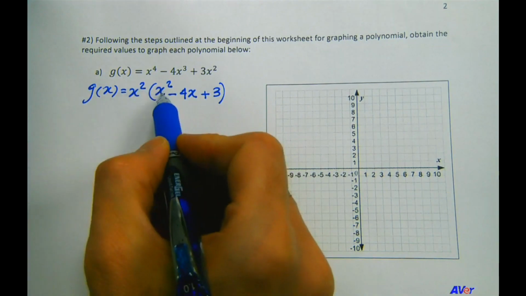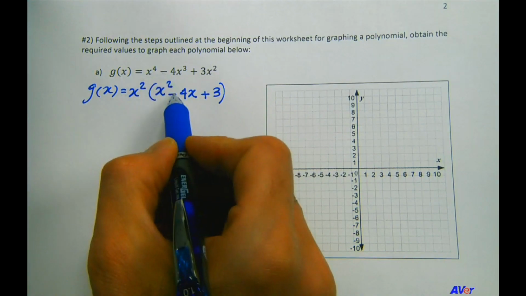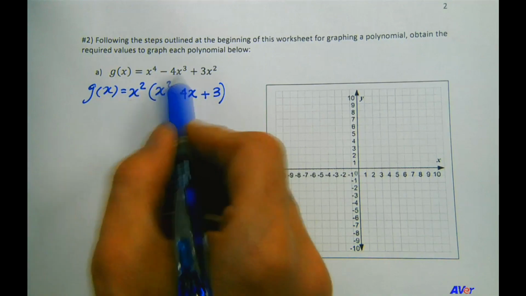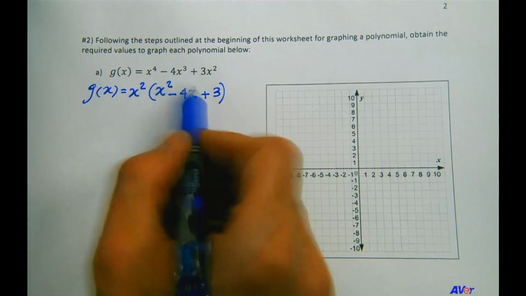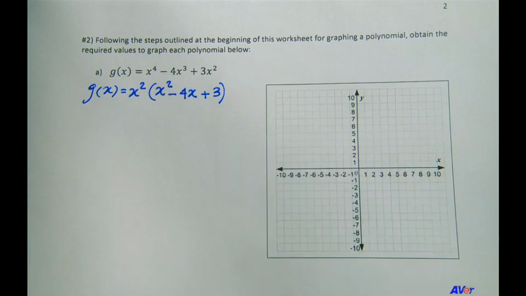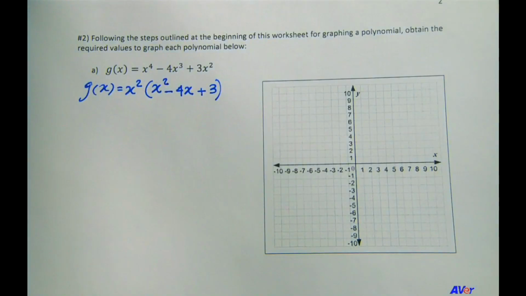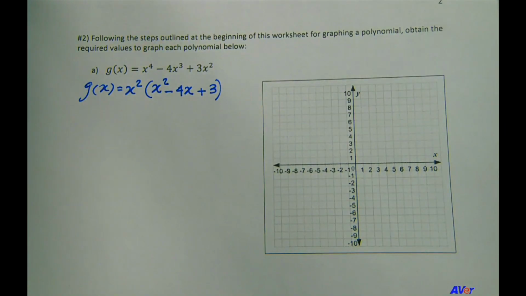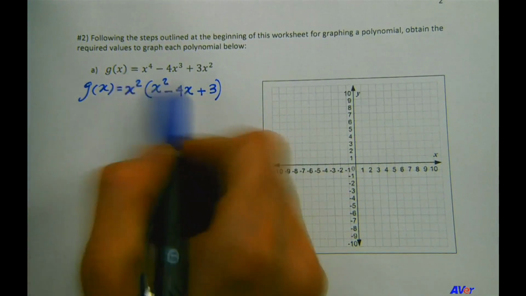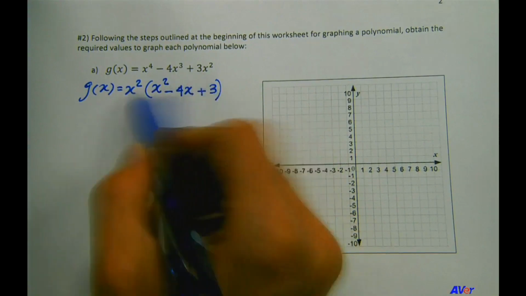X squared times x squared, x to the fourth, minus 4x times x squared is 4x cubed because the powers add to each other. We talked about this. I would imagine we would talk about this in a very early course like Math 96 or something, where if you multiply variables or terms that have the same base but different powers, the powers add to each other. Okay, so that's that. That's 2 plus 1 is 3. So 3 times x squared is 3x squared.